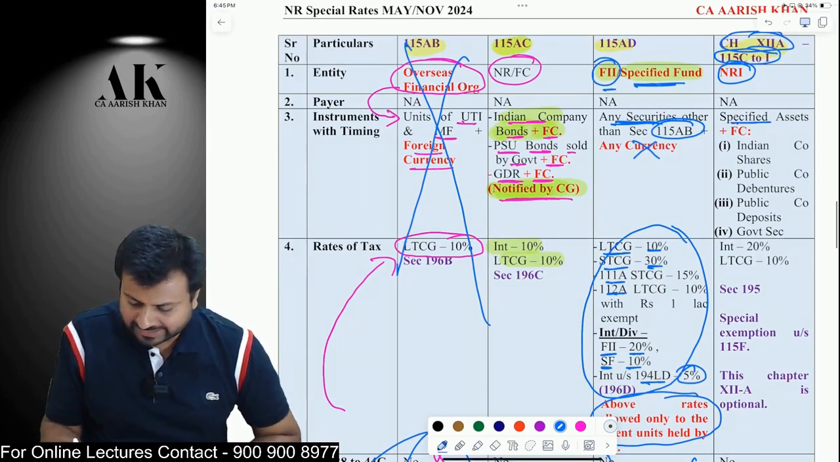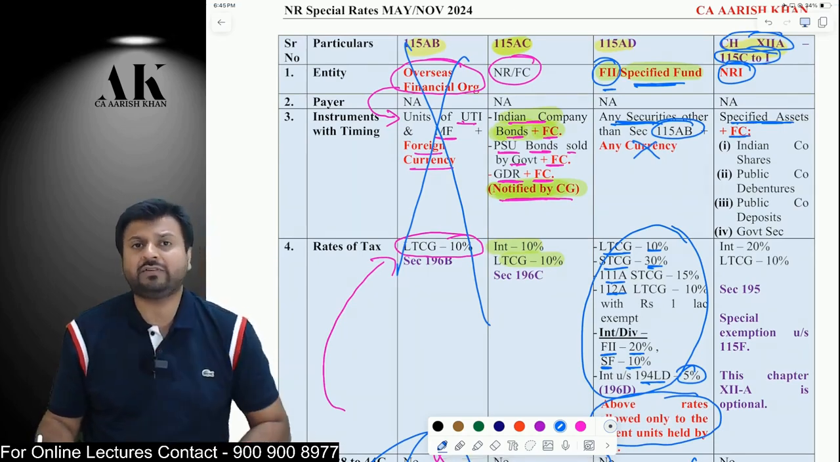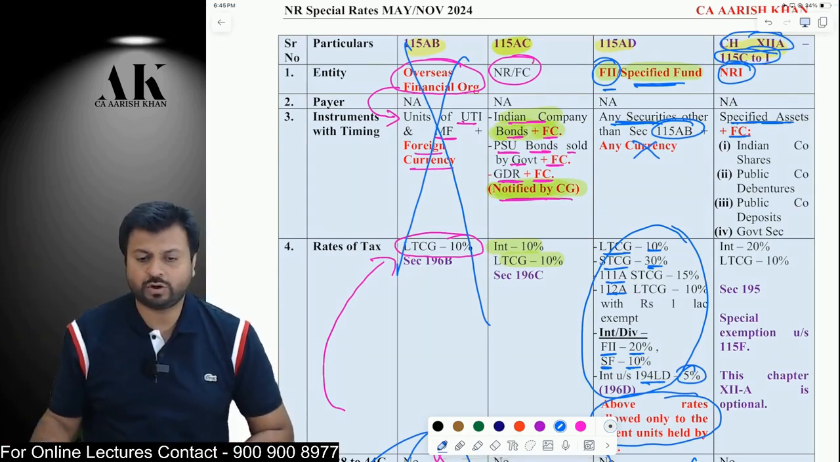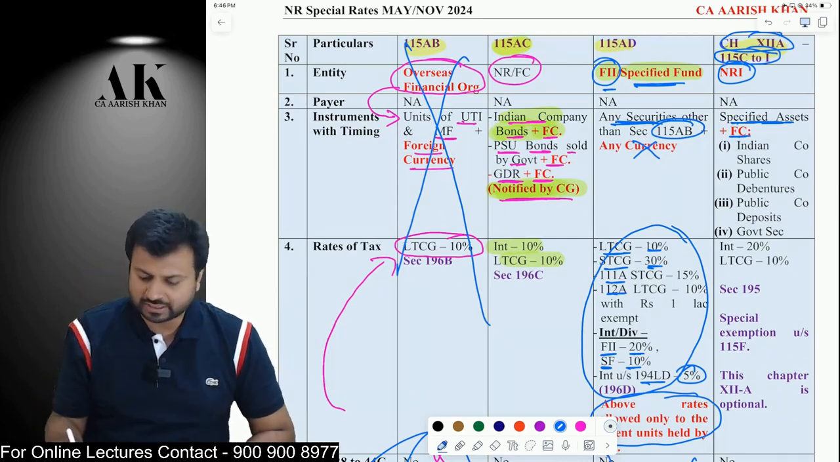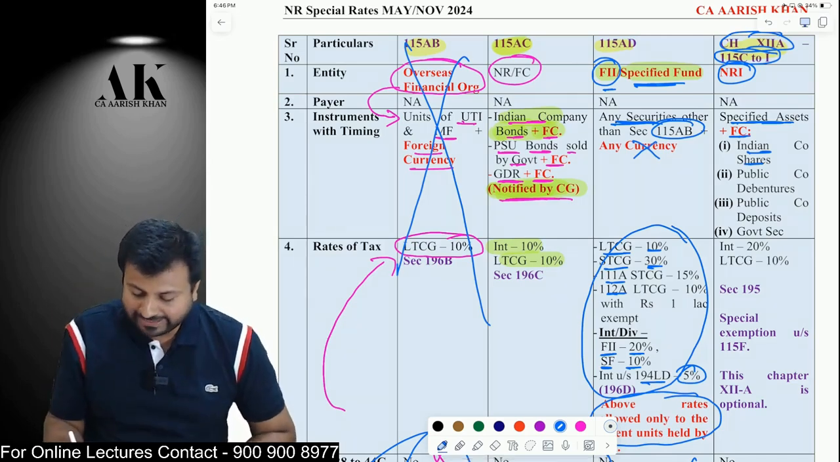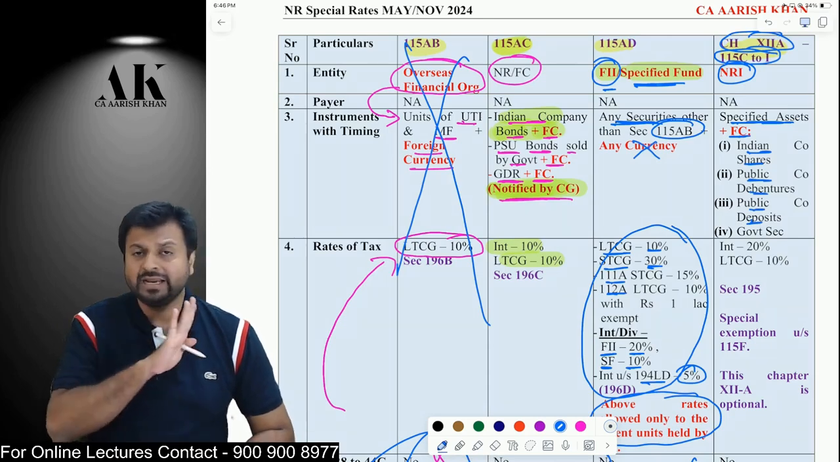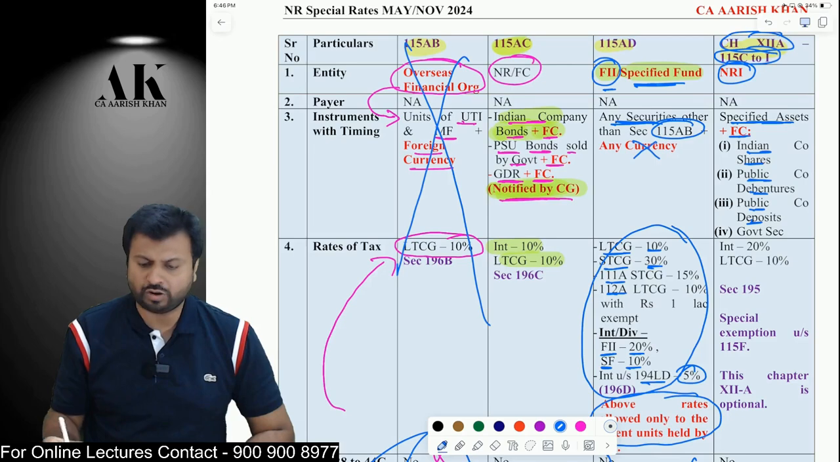They are supposed to buy certain specified assets in foreign currency. They are supposed to mandatorily buy in foreign currency. Indian currency is not covered over here. There are 4 assets which are covered. Indian company shares, private or public, both are covered. But debentures have to be only of a public company, and deposits also only of a public company. Debentures and deposits of a private company are not covered. Then government security is covered.